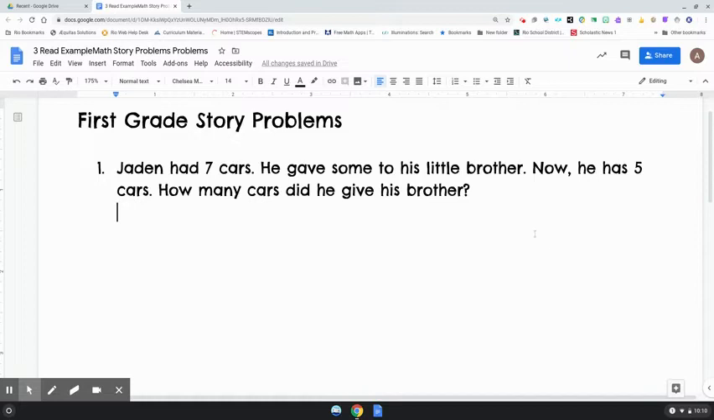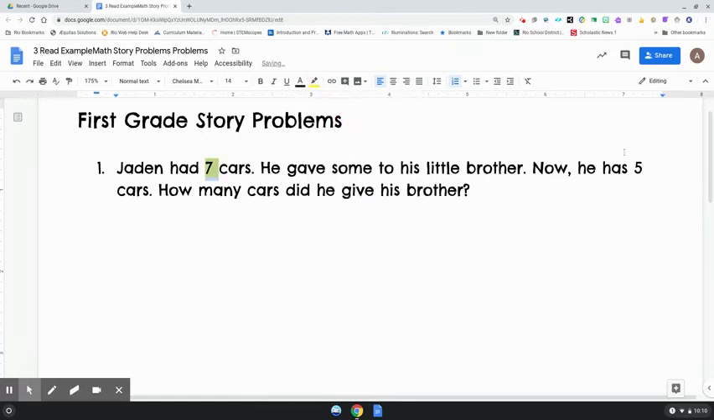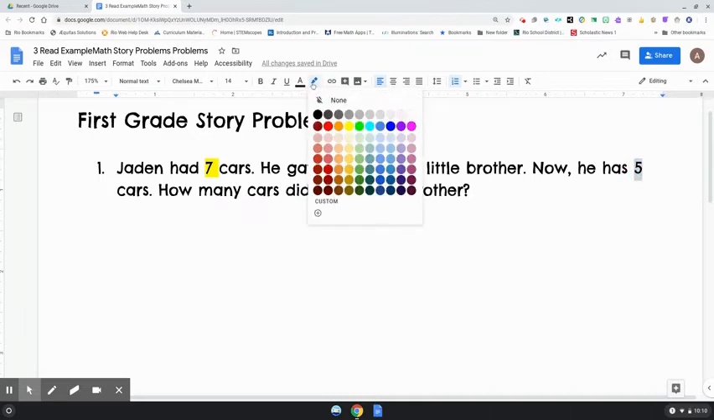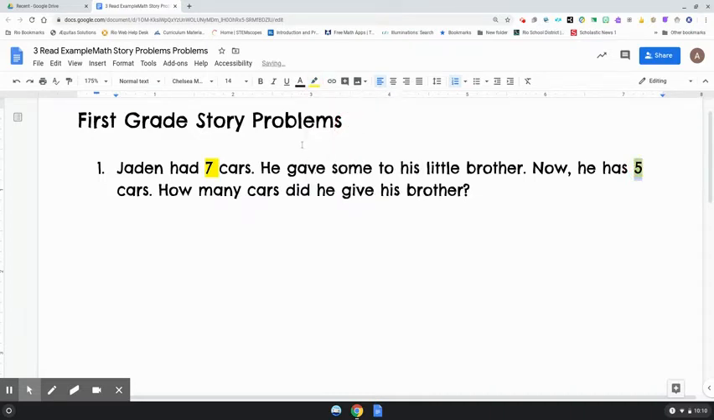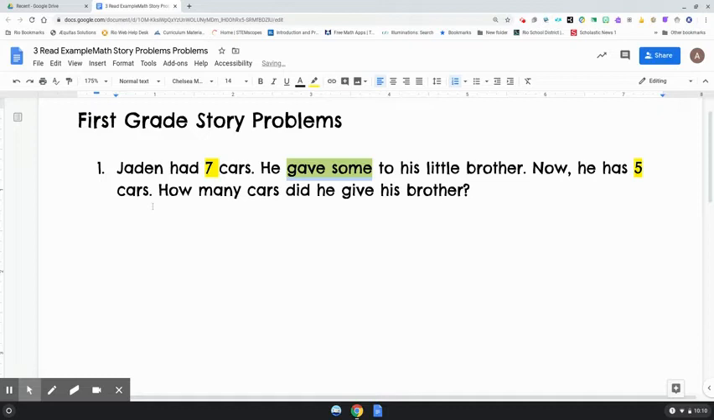So I know he has 7 cars, so I'm going to highlight that. The 7 cars. I know he ended up with 5 cars, so I'm going to highlight that. And then I'm going to highlight gave some because I know that is telling me something to do with math, that he took some away or gave some away. So I'm going to highlight that. And lastly, the question asks how many cars did he give his brother? So I'm going to highlight how many cars. That's going to help me answer the question.